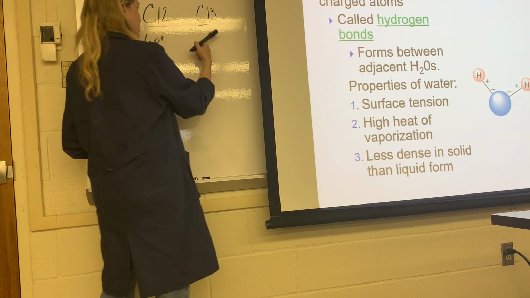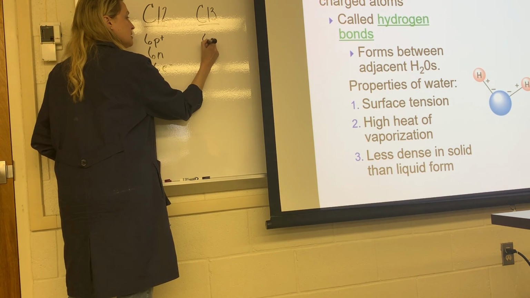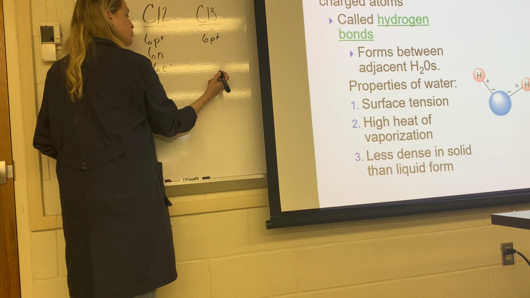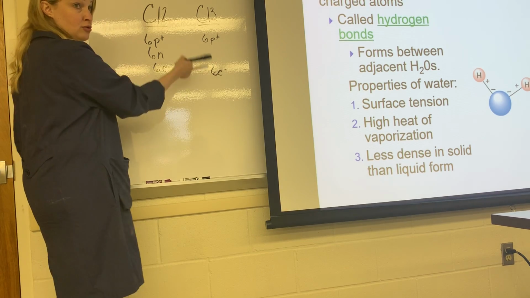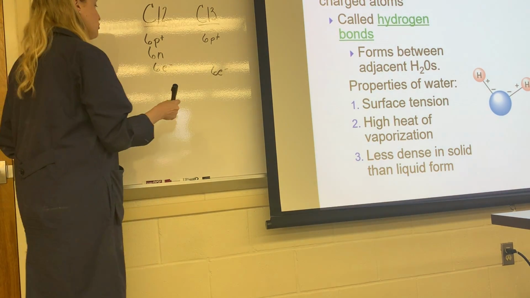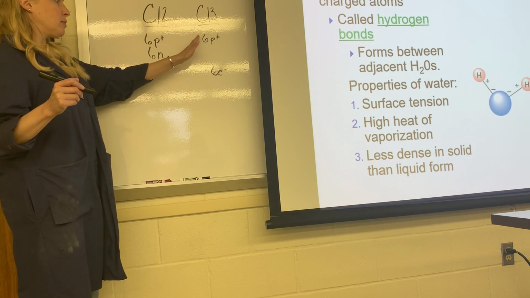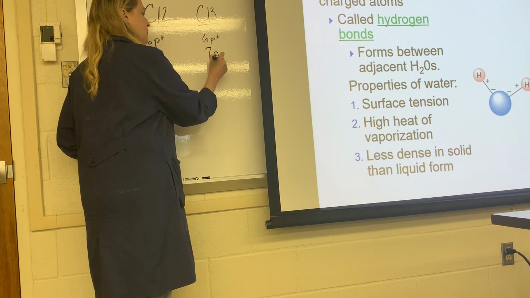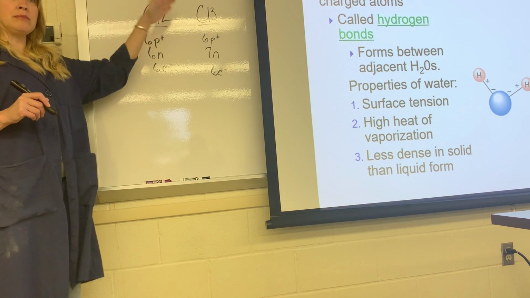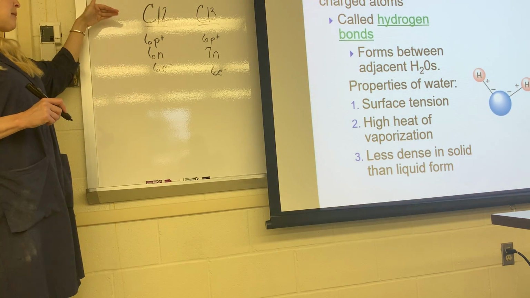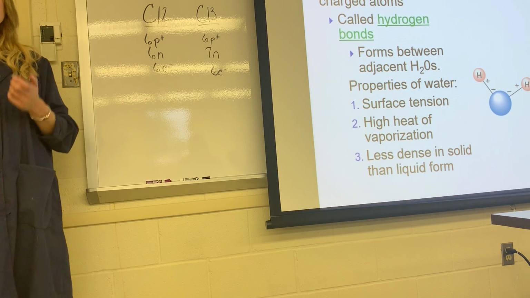C13, carbon 13, the mass is 13 now, has how many protons? 6. Still 6. How many electrons? Has to be 6, because proton and electron numbers have to be equal. But what about the neutron number? 7. It's 13, so it has to be 7, right? So 7 neutrons. These are the same element. They have the same number of protons and electrons, but different numbers of neutrons because they're isotopes of each other.